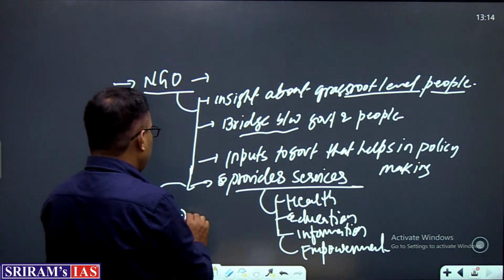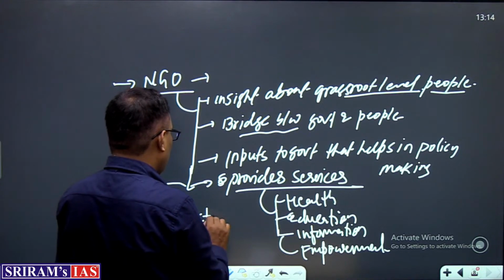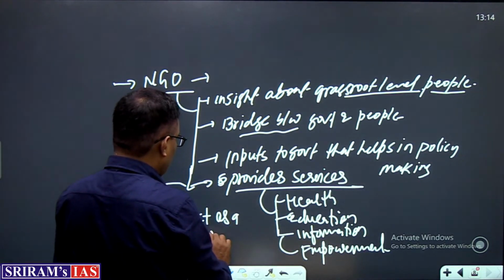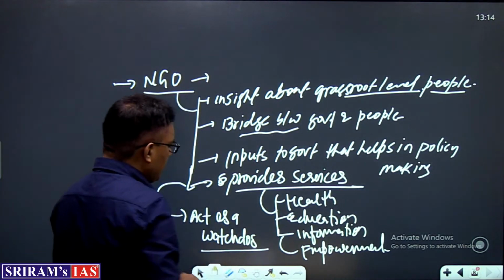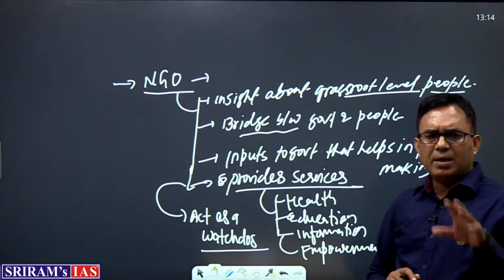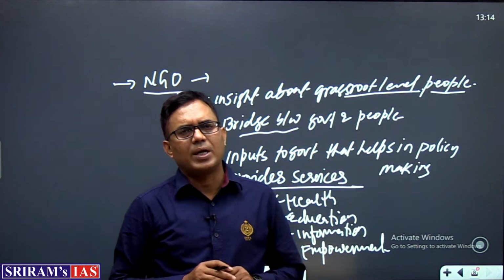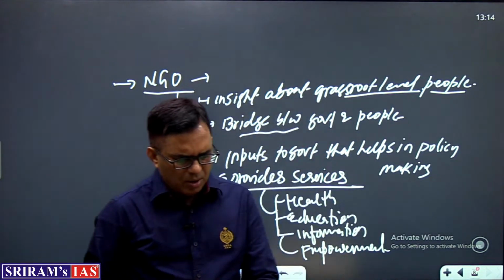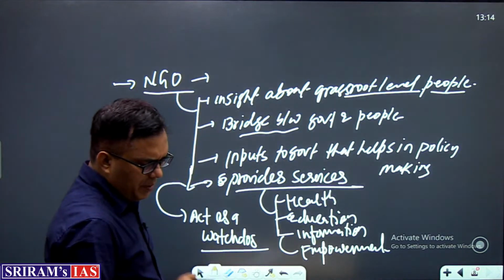One more, we can say NGO sometimes act as a watchdog. Many times NGO act as a watchdog, and that makes the system more effective, that make the system more transparent. So, we can say NGO has also very important role. This way, the three sectors have their respective role.